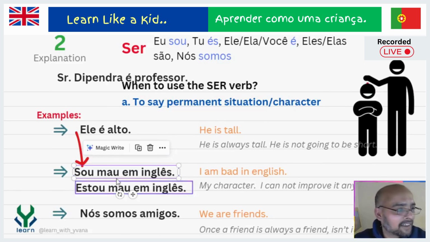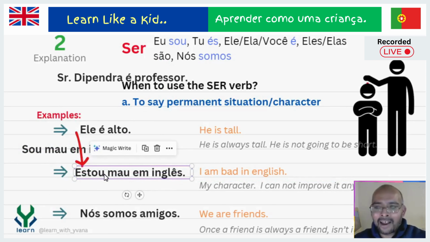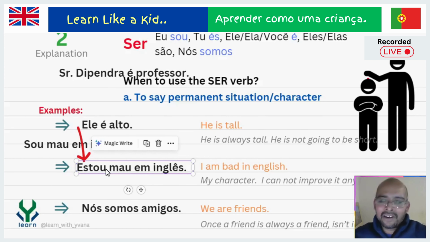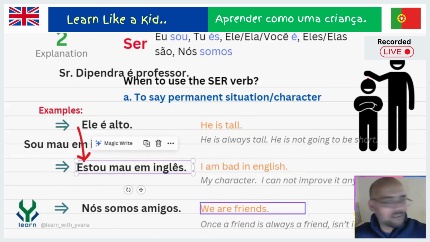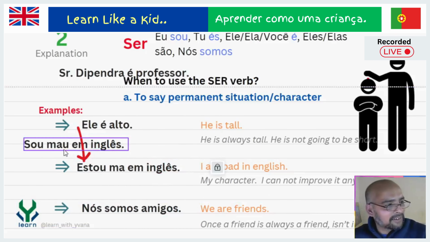But if I say "estou mau" in English, that means that I am accepting that I am not good, but I am improving. To "estou mau in English", we can add "agora estou a aprender English para melhorar", or you can say "a aprender English para melhorar" only, right? I am learning English to make it even better. So that is the difference between using them. Thank you, Vinod.